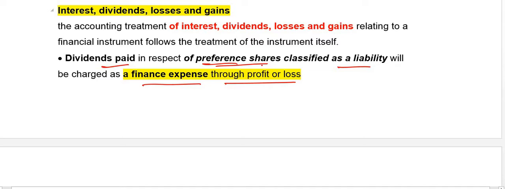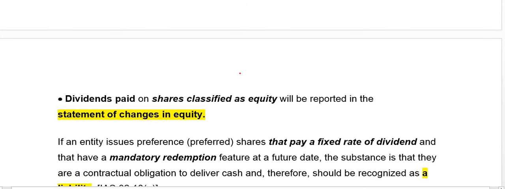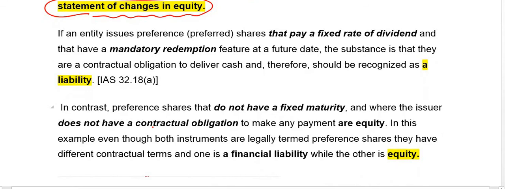Then that will be charged as a finance cost to profit or loss. The second thing, if the dividend paid in respect of the preference shares is classified as equity, then you will report that in the statement of changes in equity. Let me explain how it's classified as a liability and how it's classified as equity.